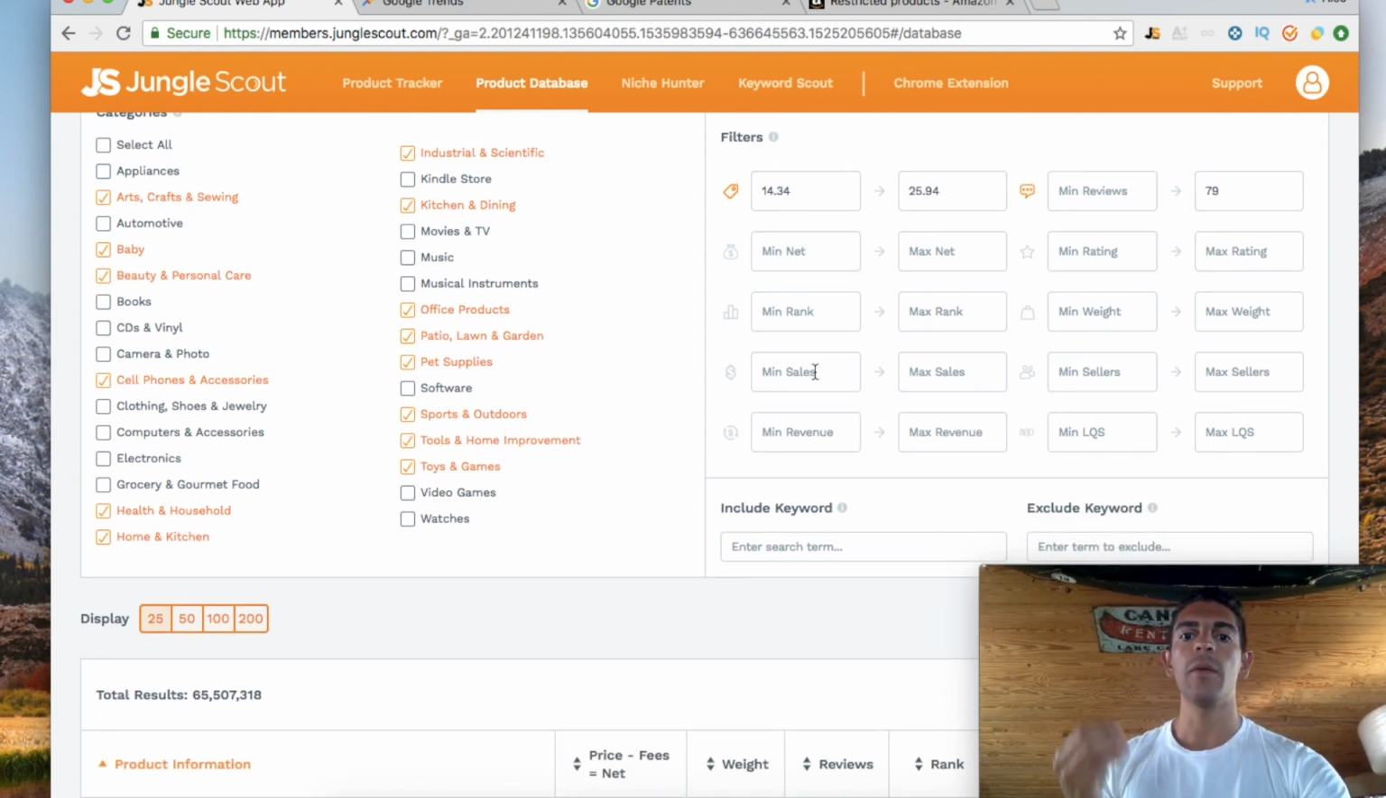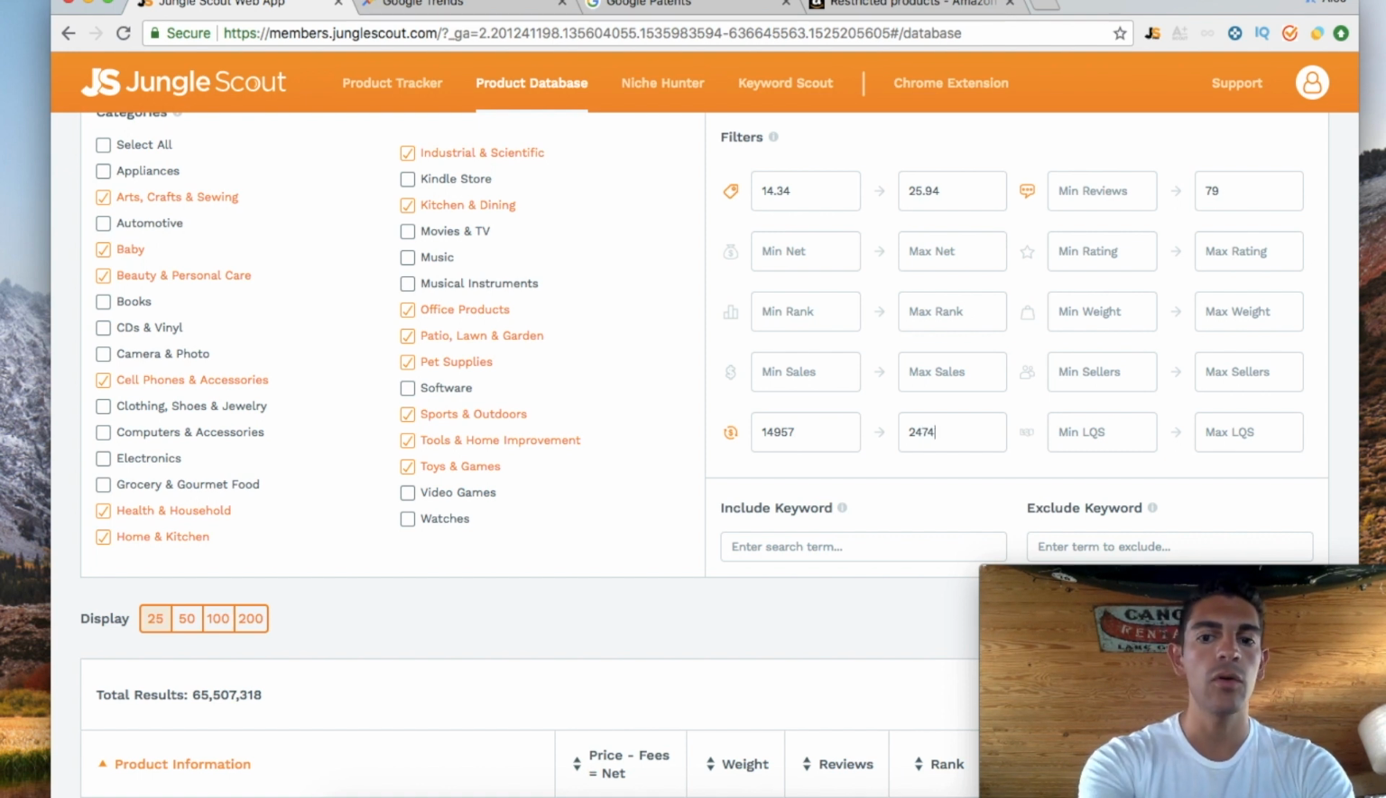For some people, use monthly sales average to find their products, but I like to look at revenue. So let's just say we're looking anywhere between 14,957 and let's just say 24,742. The reason why I put in these random numbers is because everyone who is using this database is putting whole numbers like 14,000 to 24,000. And I want to show you what I know and how to really be the best at this game. And because you're watching my channel, I want to show you everything that not many people are telling you guys.